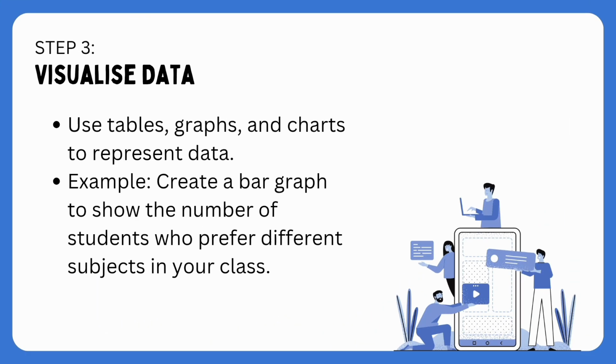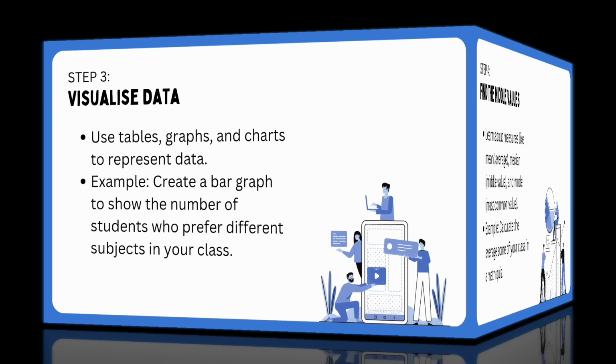The next step is step number 3, visualize the data. That is how to represent the data. There are many ways to represent the data. We can use tables, graphs, and charts to represent the data. Example, create a bar graph to show the number of students who prefer different subjects in your class.